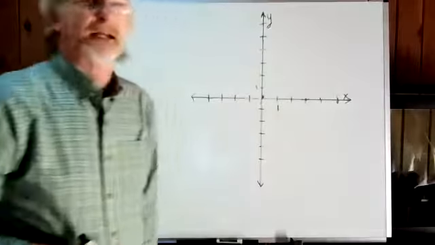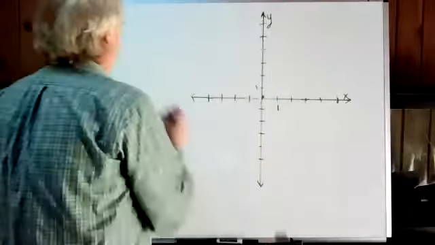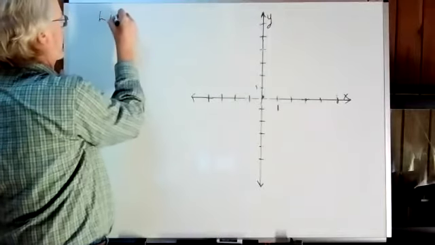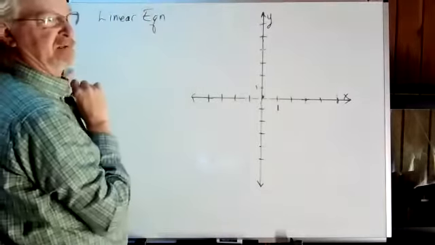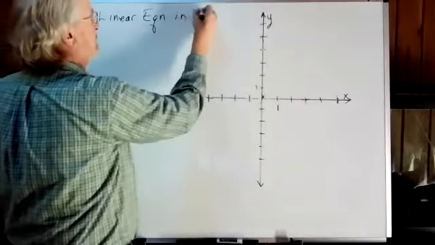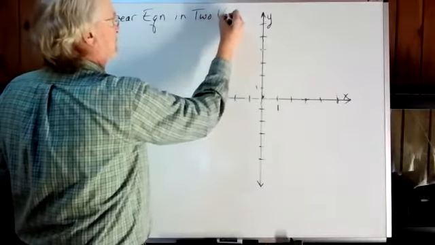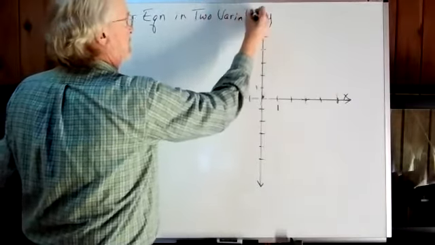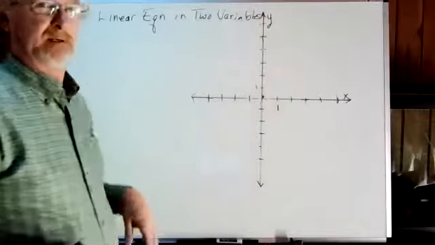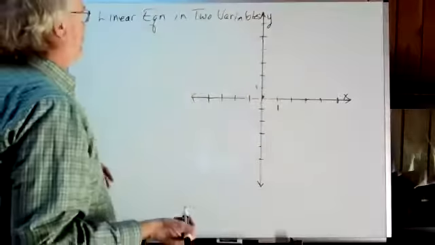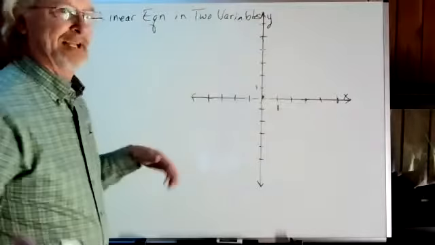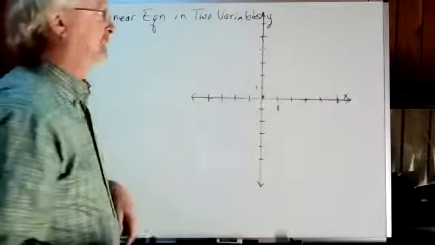All right. A linear equation in 2 variables. That's what these are called. Linear equation, here's my abbreviation, EQN, in 2 variables. There are going to be 2 variables in these equations. One form we've actually seen when we were manipulating formulas.